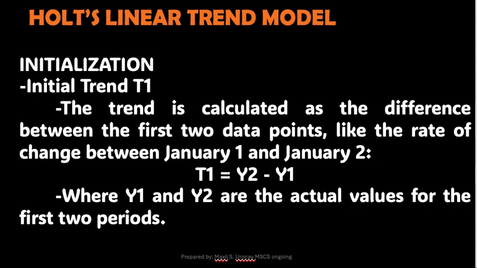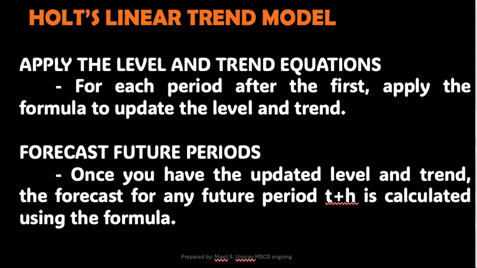And for initializing the trend, that is calculated as the difference between the first two data points, like the rate of change between January 1 and 2. If you have the data from January 2, you deduct January 1, and that will be the initialized trend T1, where Y1 and Y2 are the actual values for the first two periods. Then apply the level and trend equations for each period after the first. Apply the formula to update the level and trend. Once you have initialized, you can get the level and trend accordingly, smooth out the data, and then forecast the future.